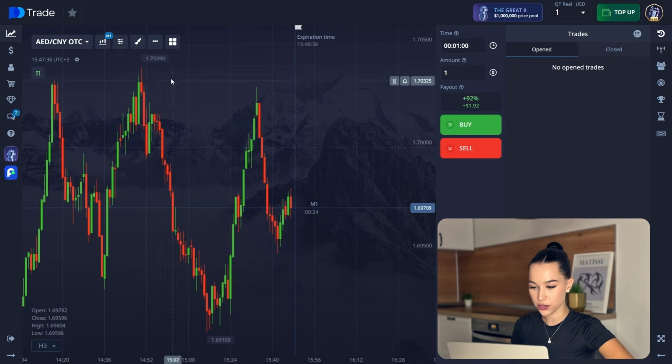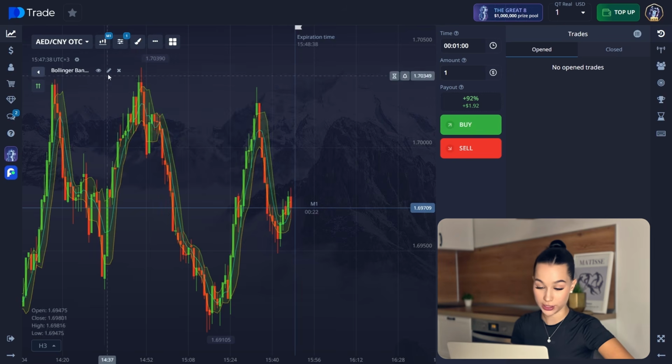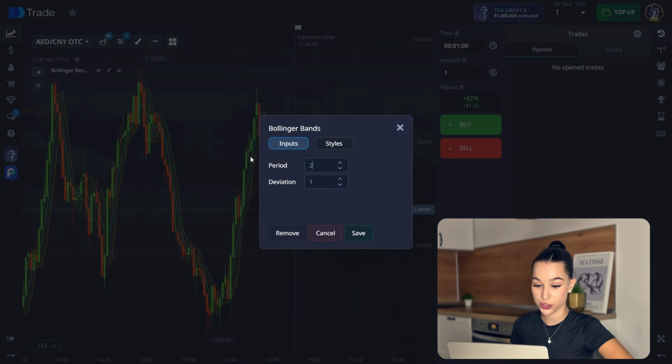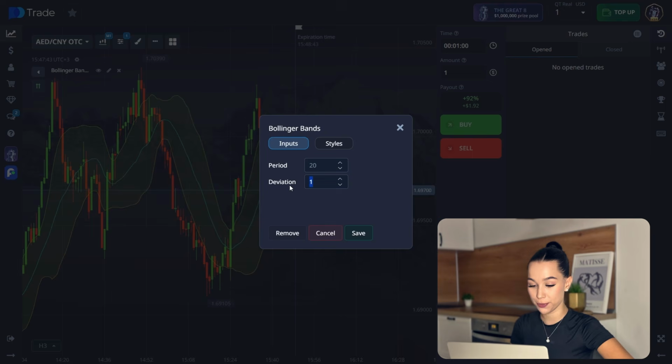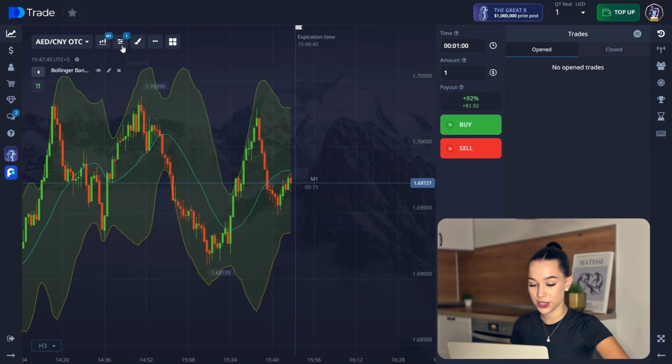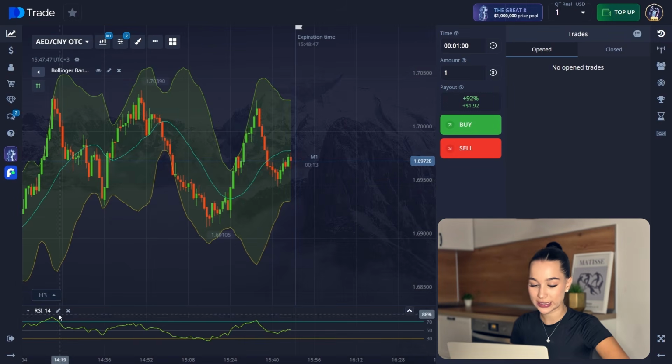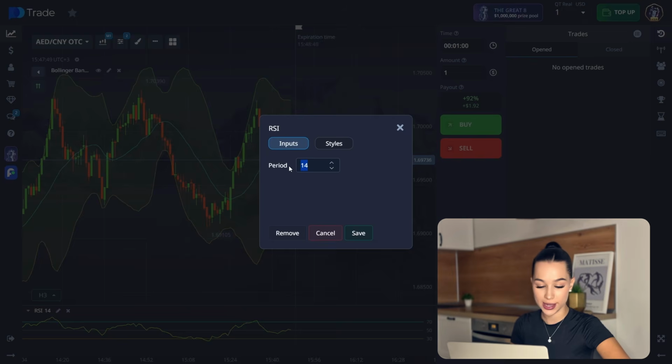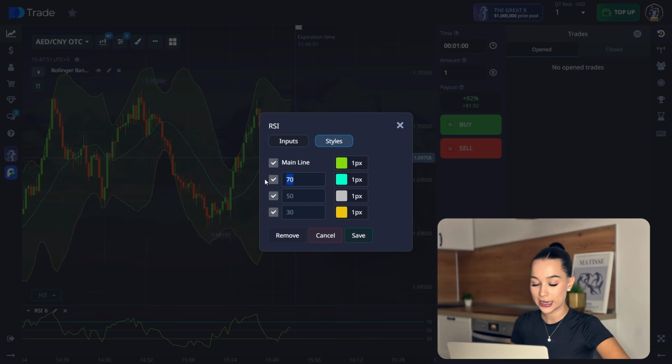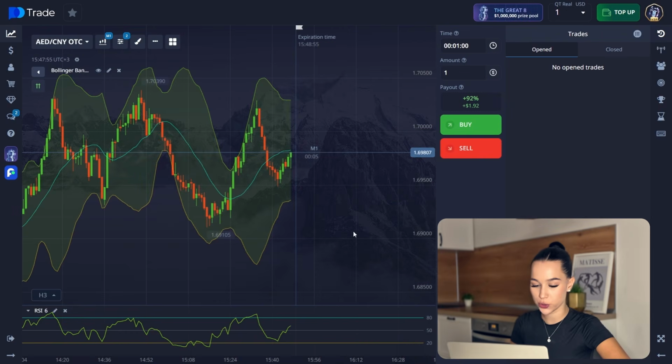Okay guys, so here is our Pocket Option account, and firstly we go to the indicators, of course, and choose Bollinger Bands. We change the period here to 20, deviation to 2.5, and click save. Then we go to indicators again, RSI, period 6. And here we change the overbought zone to 80 and the oversold zone to 20, and we click save. Here it is. Here is all we need.